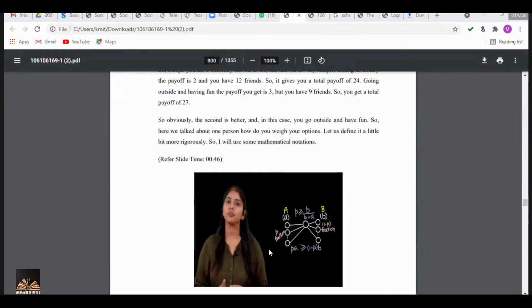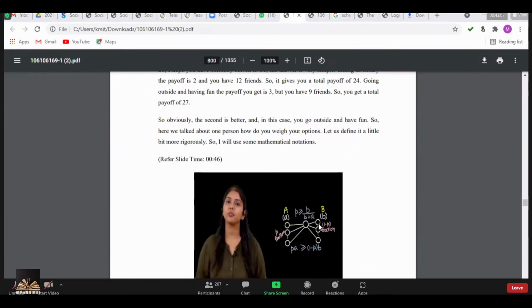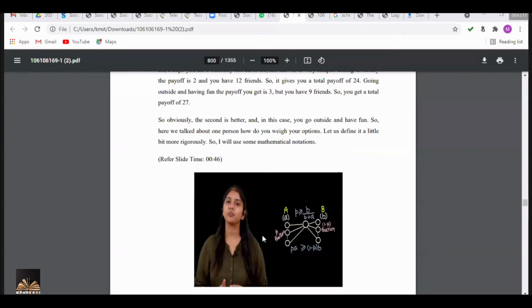If you adopt this, what will be the payoff? So you have to adopt to the payoff where the fraction is greater than or equal to b by b plus a. Here a is the percentage of people taking the option A, and b is the percentage where they are taking the option B, right? You are getting me, guys?